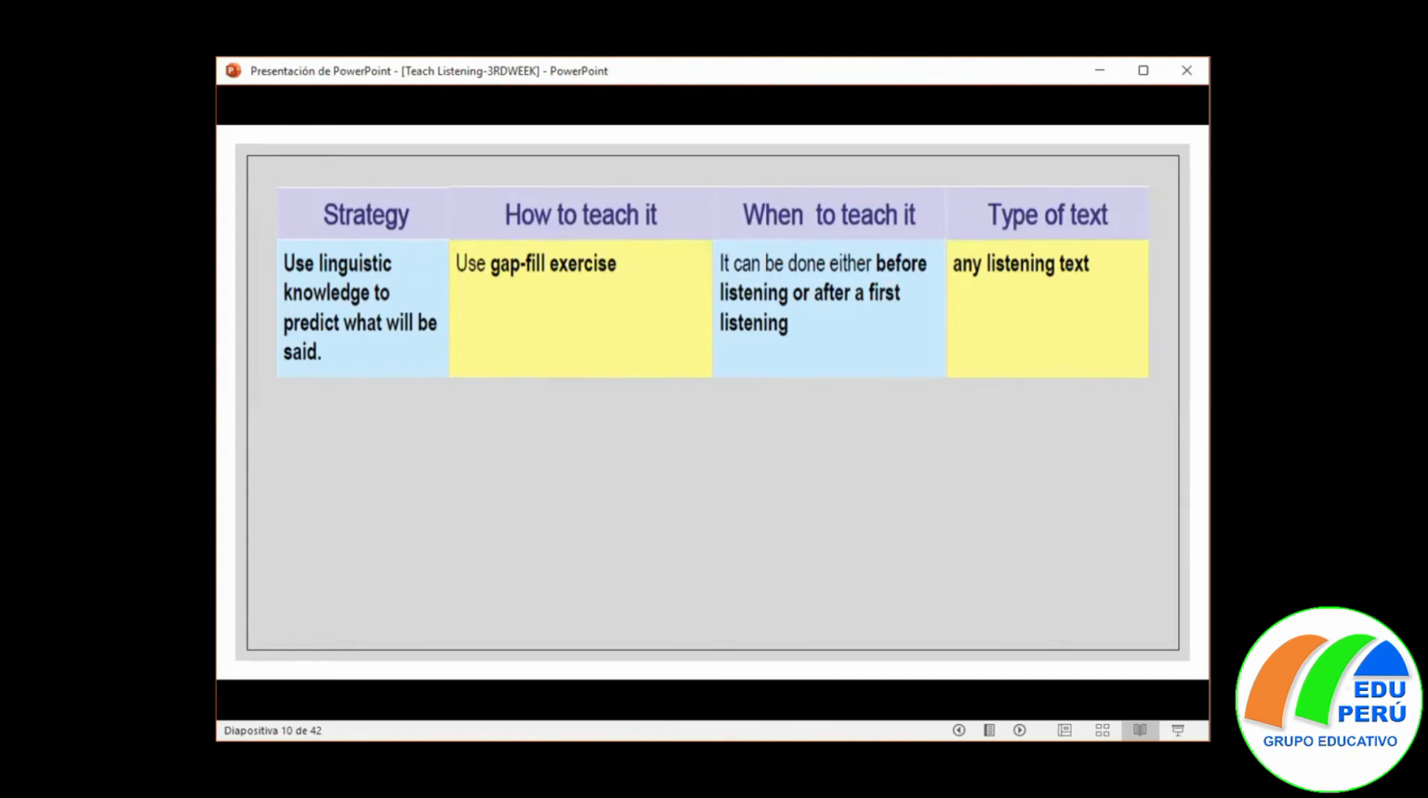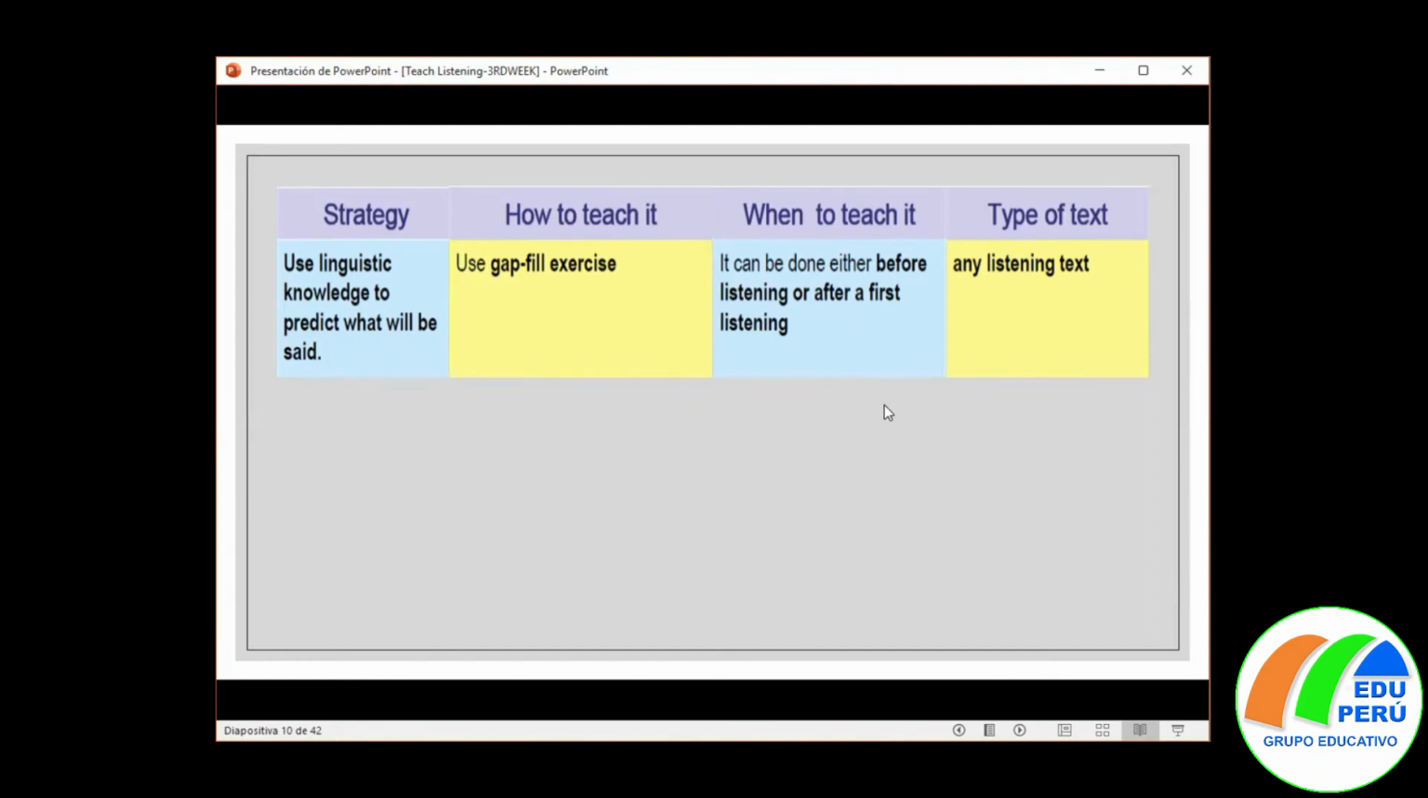Gut feel is when the activities students complete, when they have to complete blank spaces. Exactly. And notice with this, you are using the linguistic knowledge. This is related to the linguistic knowledge. Use the gut feel exercise to complete blank spaces, no?